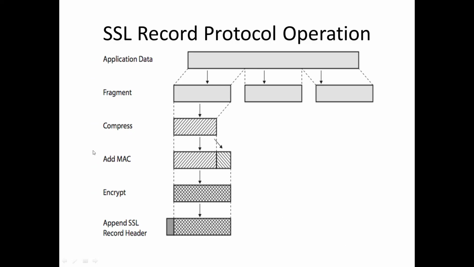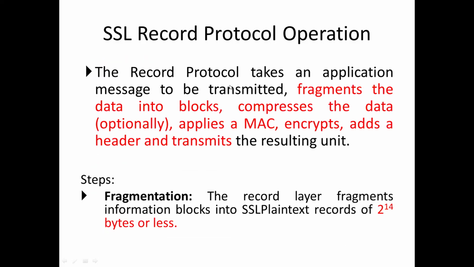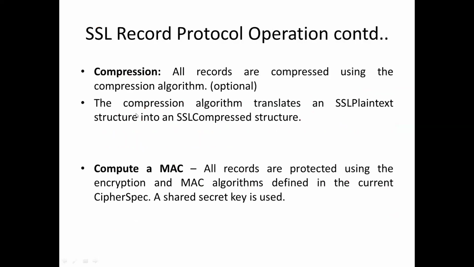So now let us see one by one what will happen. The record protocol basically takes an application message to be transmitted, fragments the data into blocks, compresses the data, applies the MAC, encrypts and adds a header. So fragmentation, as I already told you, the plain text will be divided into 2^14 bytes or less. Compression means all the records are compressed using the compression algorithm.